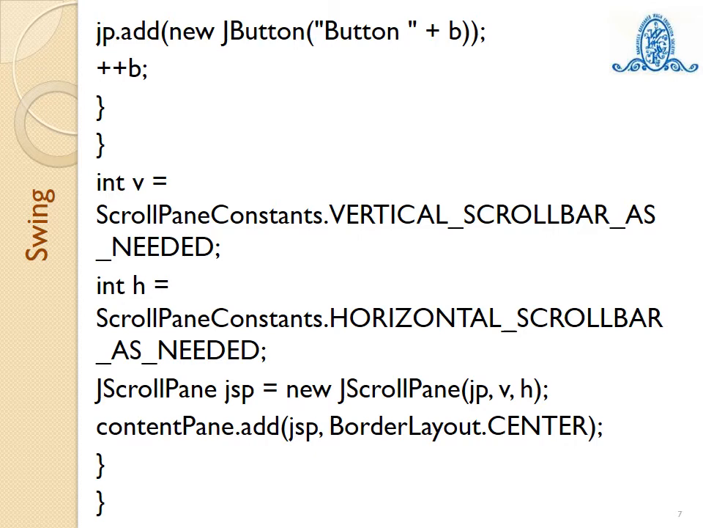Using JScrollPane JSP is equal to new JScrollPane, and to which component we want to add scroll bars, vertical as well as horizontal, that is my JP, which is a panel, comma V comma H. Then finally this JSP component will be added on the applet using contentPane.add(JSP, BorderLayout.CENTER), which is the region in which the scroll pane will be displayed.